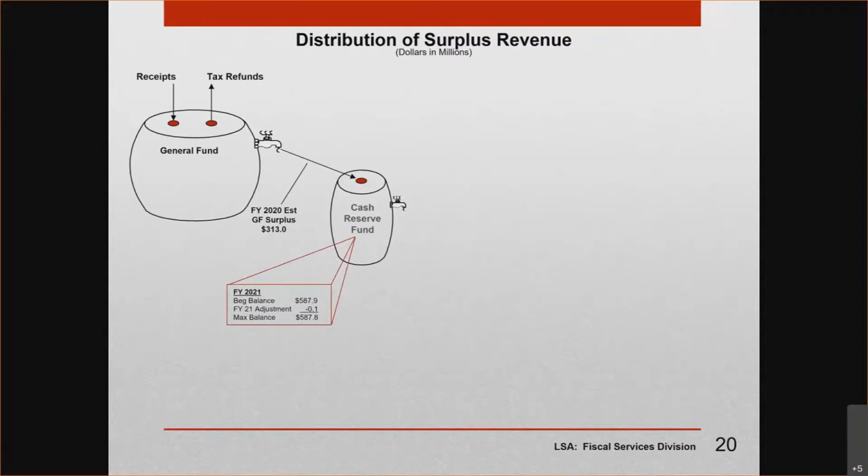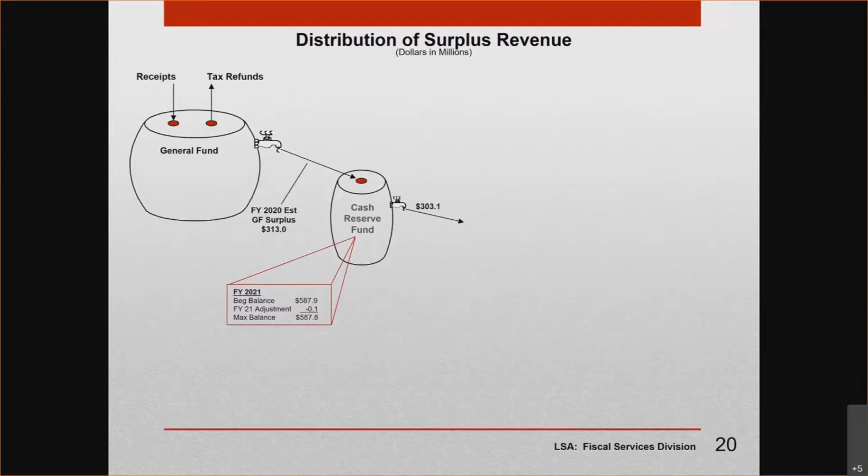Something unique, or kind of unique, happened between fiscal 20 and 21 is that because of the drop in revenues, the adjusted revenue estimate in fiscal 21 was lower than the adjusted revenue estimate for fiscal 20, which means that your maximum balance calculation goes down. So this table shows that in order to reach the new maximum balance, the cash reserve fund had to give back $100,000 to the surplus. And I think I have a typo here where it says 303.1. That should be 313.1. So I apologize for that.